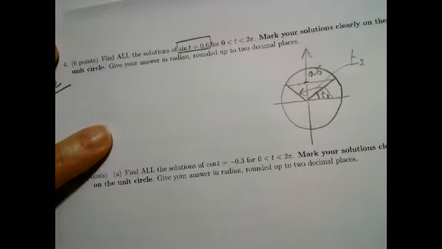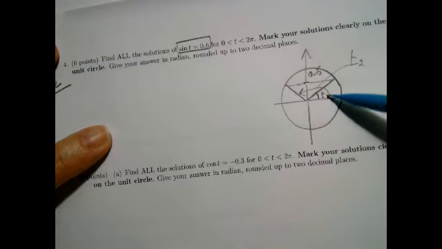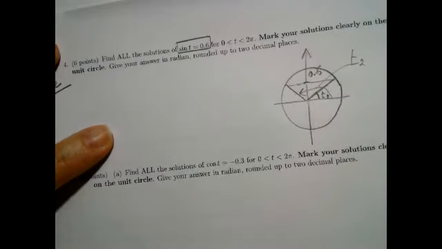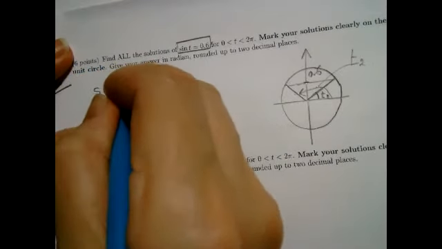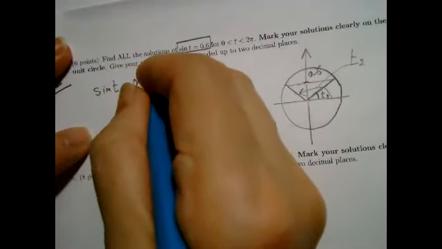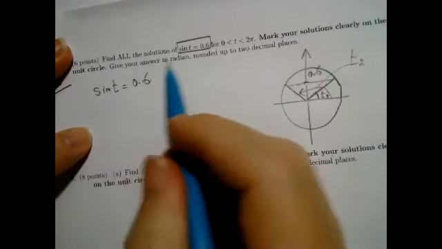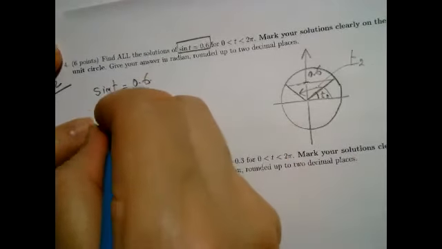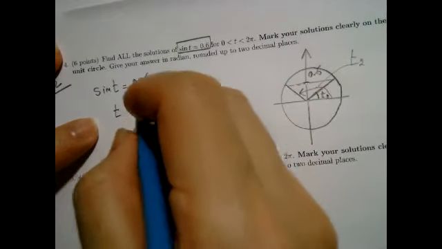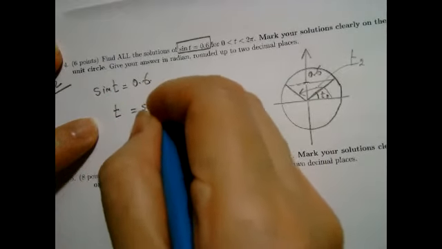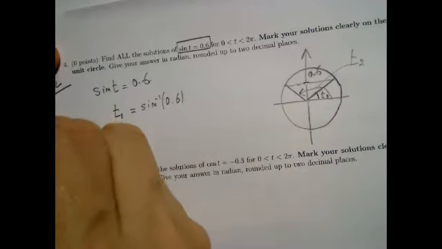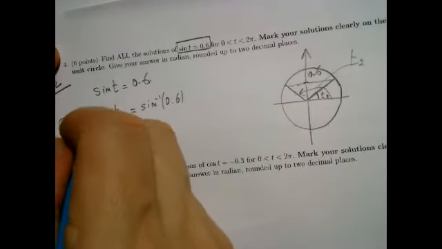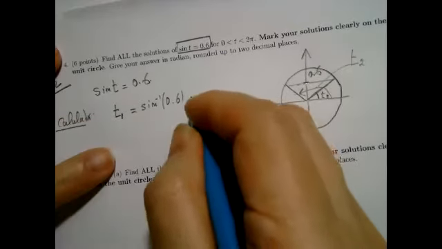Now how to find them? The sine inverse will give me T1. The graph will give me T2. So let's write this down. Sine t equals 0.6, and I want your answer in radians. It means that one value of t would be the sine inverse of 0.6. That's the first value, the one my calculator will give me.